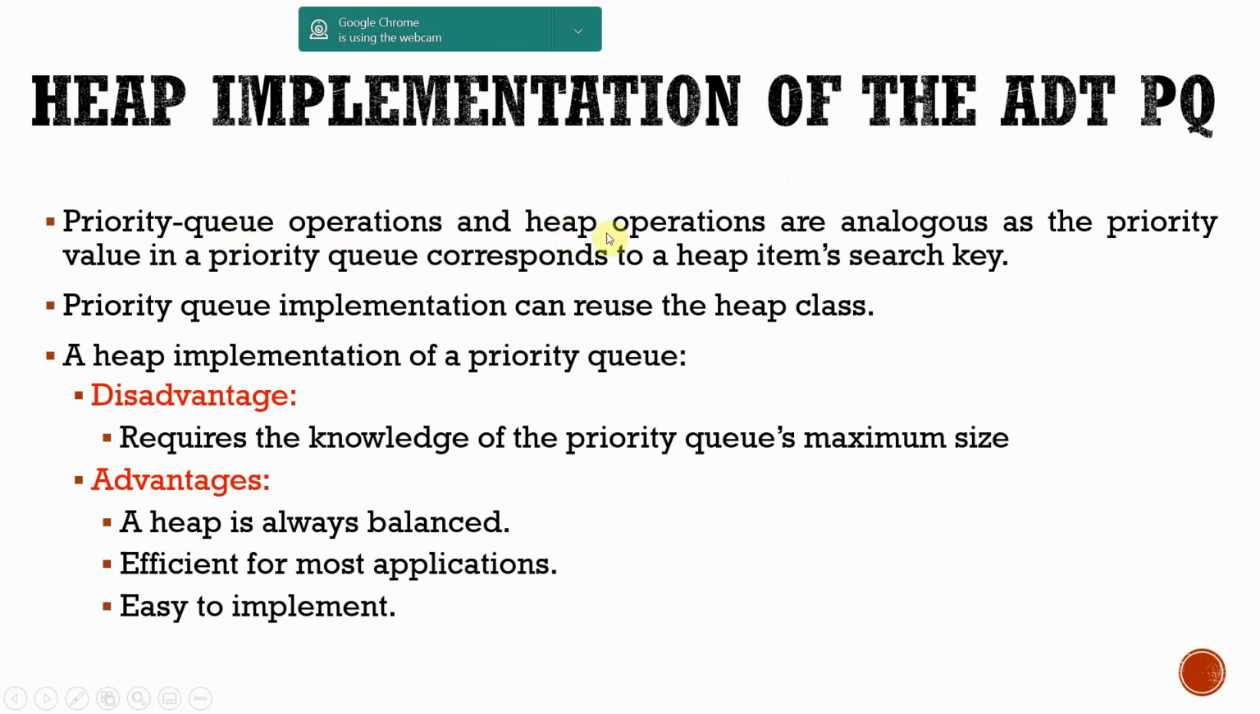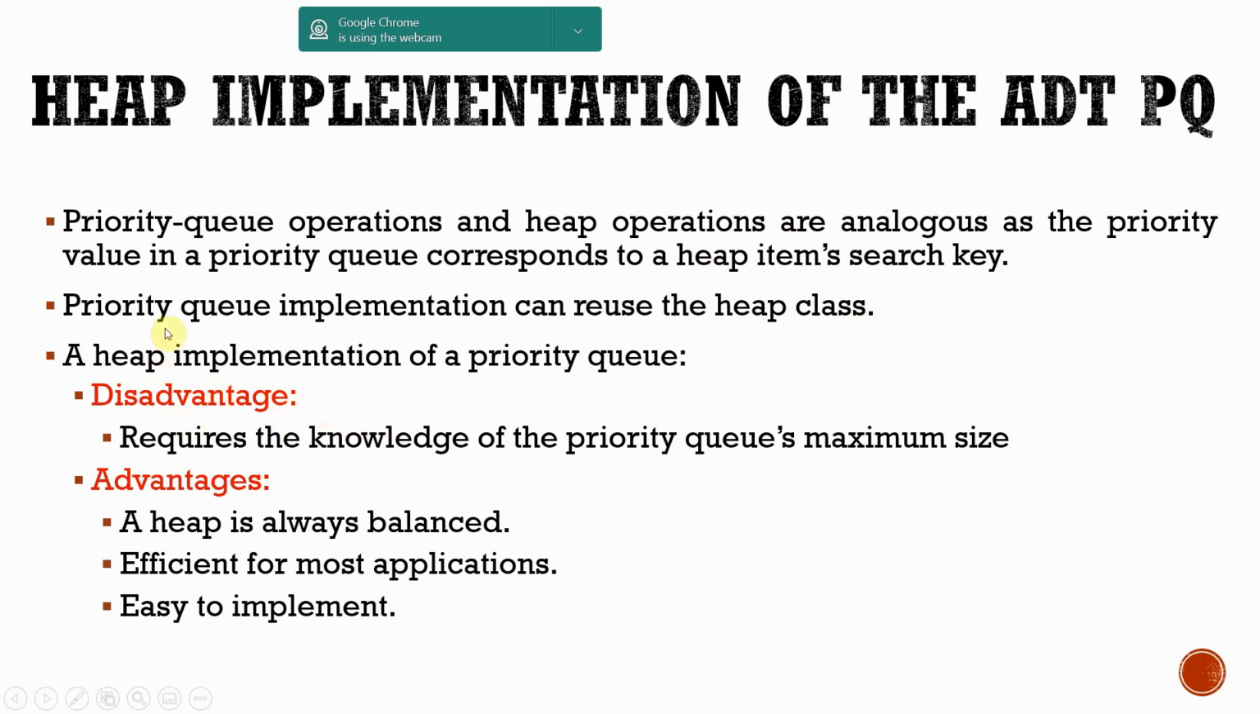Priority queue operations and heap operations are very similar, as the priority value in a priority queue corresponds to a heap item's search key. The priority value that we have is basically the value that we use to do the ordering of the heap. So a priority queue implementation can reuse many of the heap class member functions.